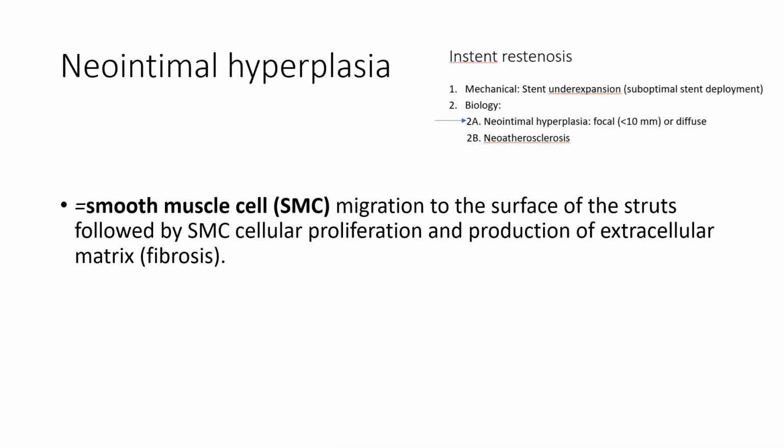Now, I will move to the mechanism and explanation of the in-stent tissue growth. What is neointimal hyperplasia? Neointimal hyperplasia is smooth muscle cell migration to the surface of the strut, followed by cellular proliferation and production of extracellular matrix. So the key word here is smooth muscle cell. That's what some people don't know. They think neointimal hyperplasia is endothelium. Yes, but it's formed from smooth muscle cells. That's what the drugs and the drug-eluting stents focus on, inhibiting the proliferation of smooth muscle cells. Plus, you get fibrosis with it.